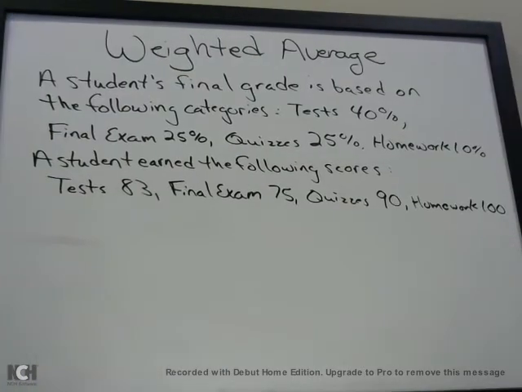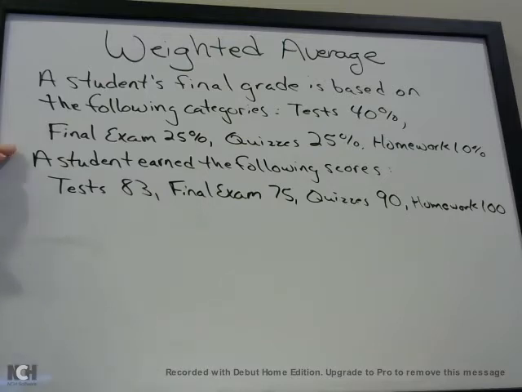So here's an example problem for using weighted average. And most of the time your weighted average problems are going to be word problems. So you need to read through it, maybe read through it a couple of times and make sure you understand what they're asking. So here, a student's final grade is based on the following categories. Tests are worth 40%, final exam 25%, quizzes 25%, and homework 10%.